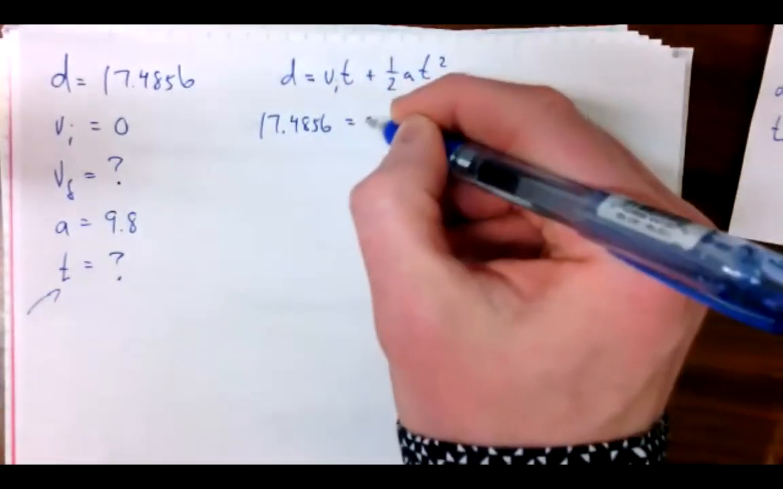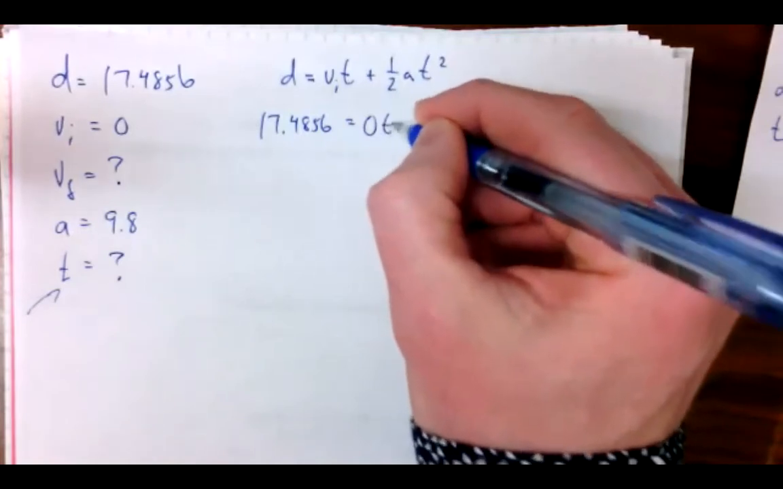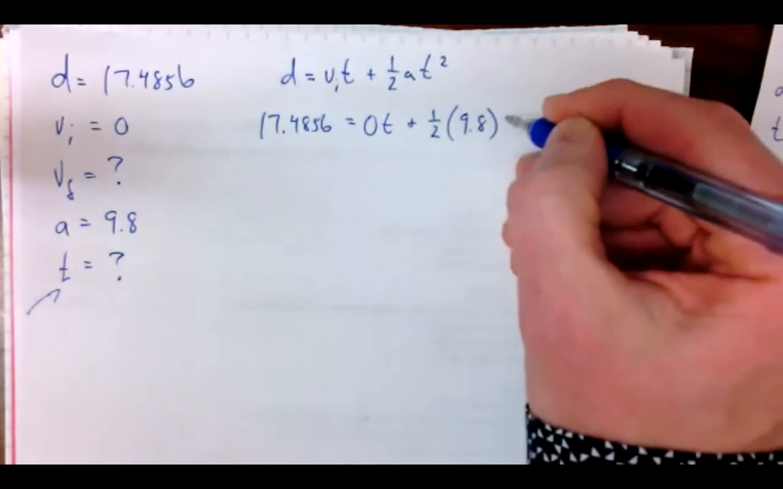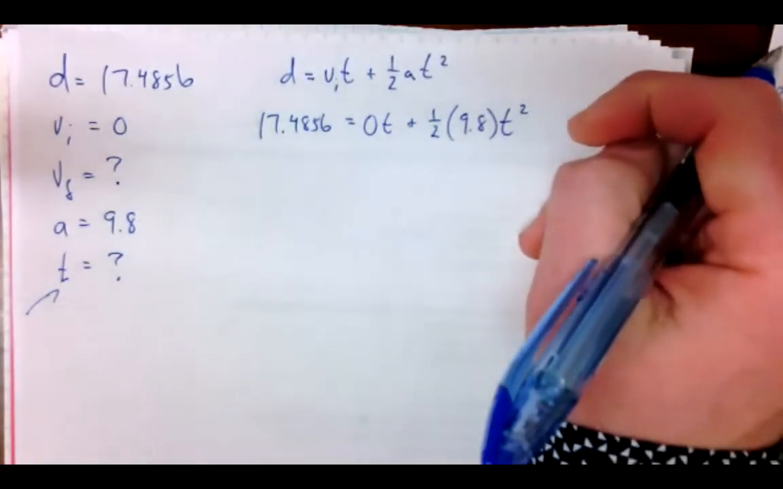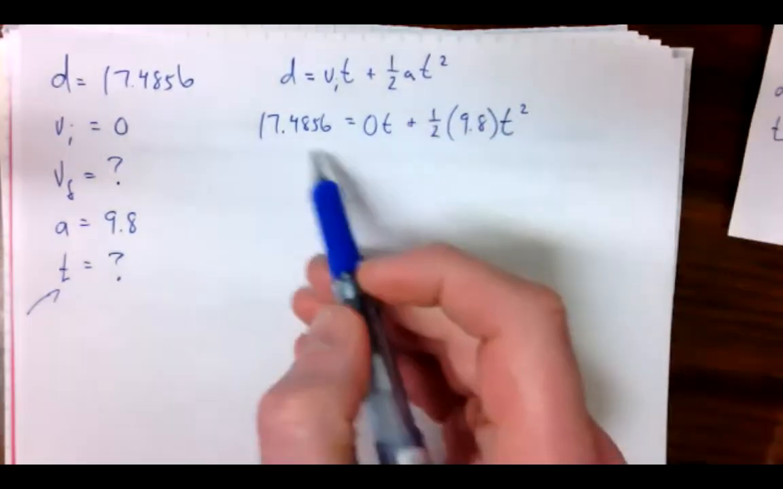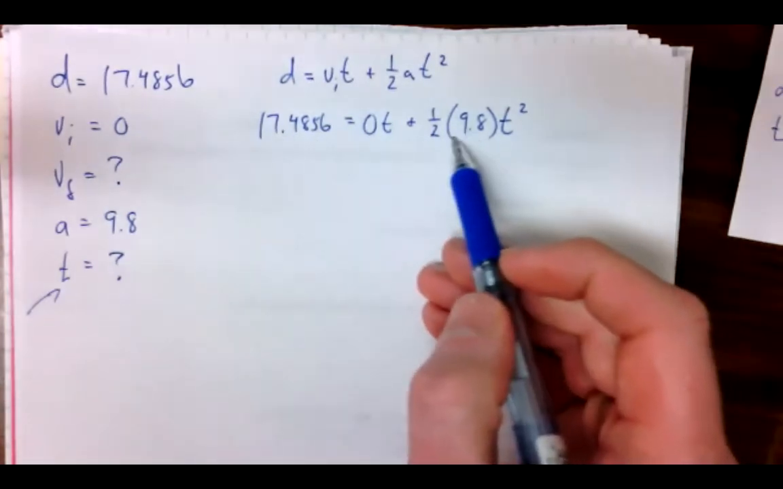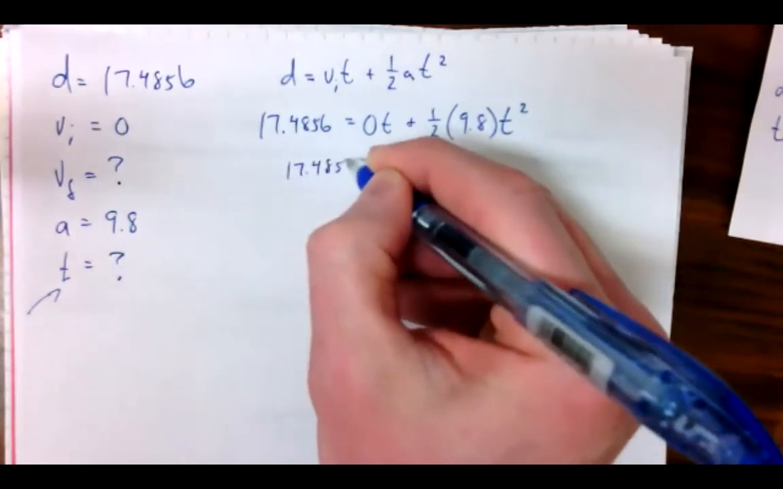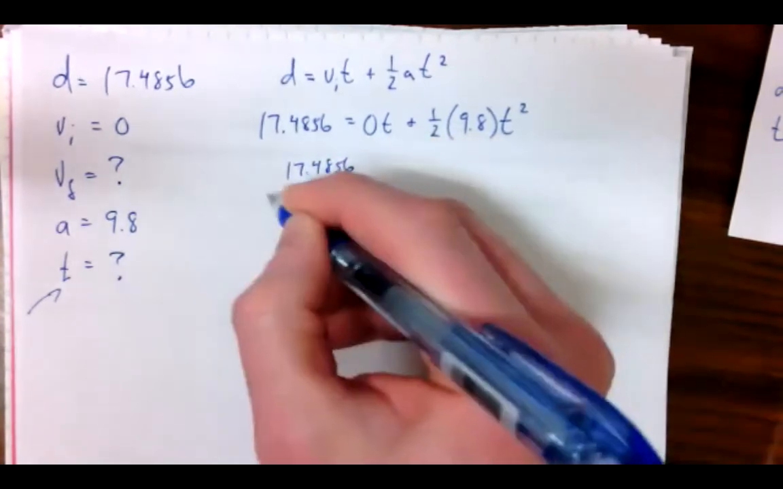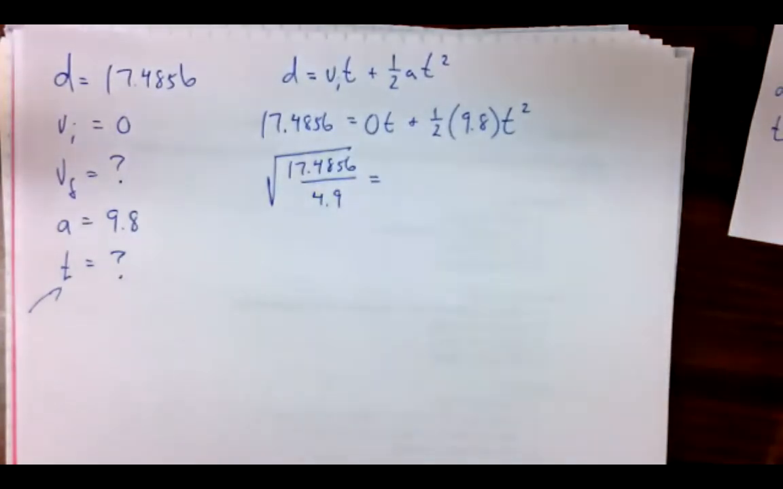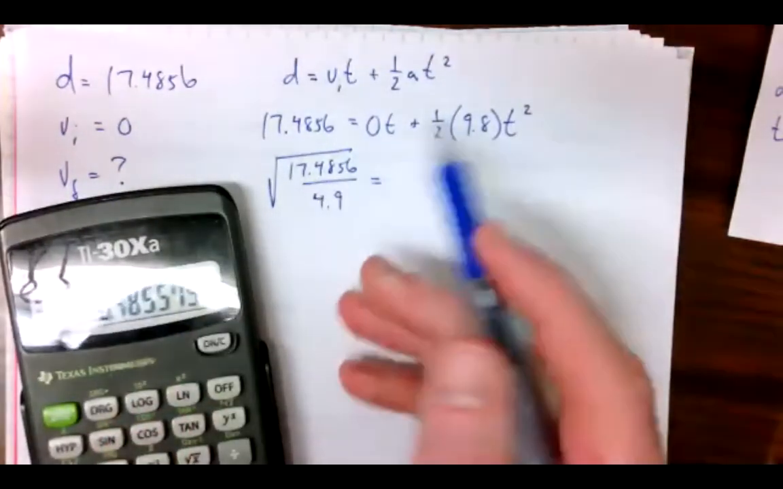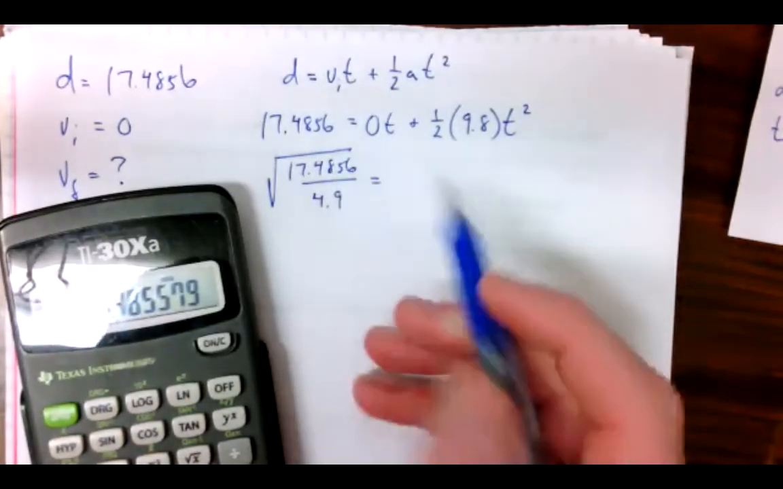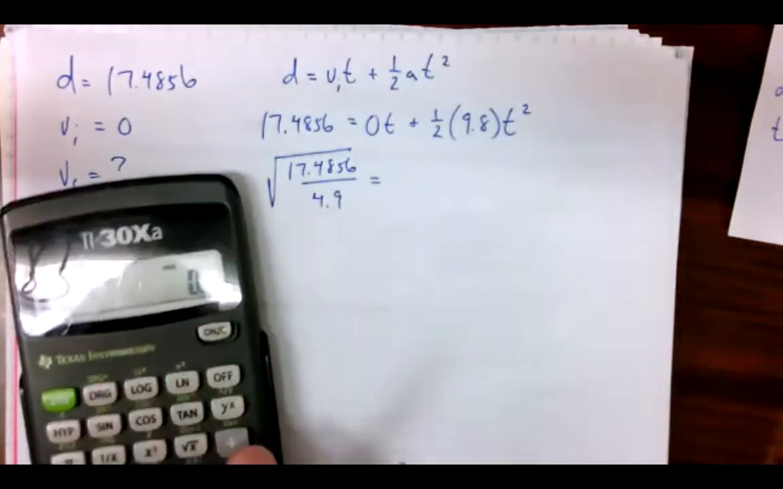17.4856 equals 0 times time plus 1/2 times 9.8 times T squared. So I'm going to divide this by 4.9 and then get the square root of it. 17.4856 divided by 4.9. The root of that is going to be the time that it takes for this thing, the superhero, to fall from 17.5 meters high.